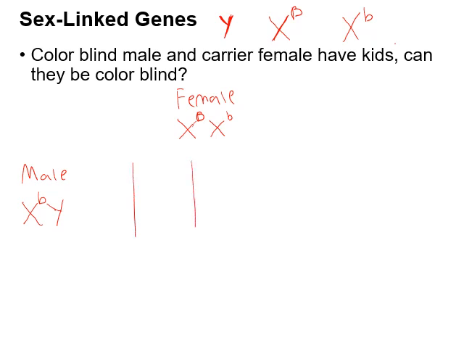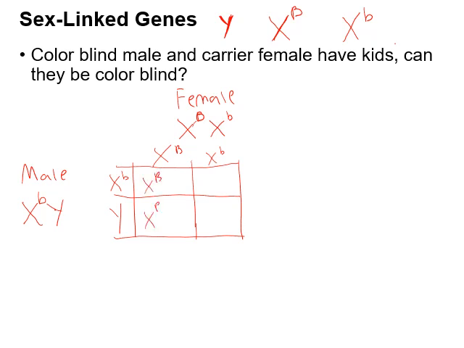Okay, so let's draw in a Punnett square. We have the female on the top, X capital B, X lowercase b. Male on the side, X lowercase b and Y. Let's fill in the boxes going down. First X capital B there, then X lowercase b, X lowercase b. And then we do the same going across, X lowercase b, X lowercase b. I'm sorry, I totally screwed this up. Wait, no, I didn't screw up. Never mind.